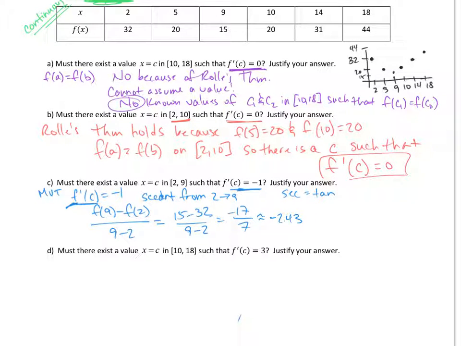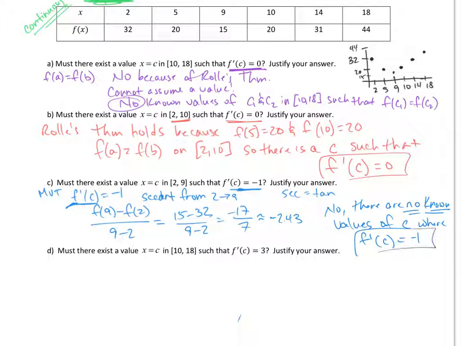So I can't assume that it'll go back to a -1 value based on what I'm given with my known values. So the answer to this is no, there are no known values of c where f prime of c equals -1. So basically, I needed to get these two equal to that, and then I would know that, yes, there is a value there that would be that for this particular problem.